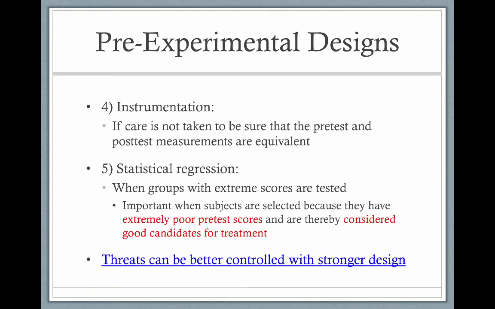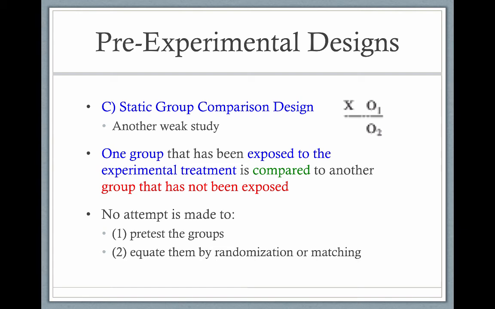Instrumentation. If care is not taken to be sure that the pretest or the post-test measurements are equivalent, there could be statistical regression. Remember, that's when subjects with extreme scores are tested. So subjects might have been selected for extremely poor pretest scores and therefore considered good candidates for treatment, and might only show an improvement. So these threats can be controlled for with a stronger design.